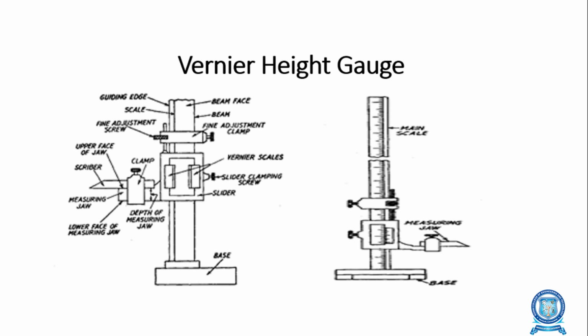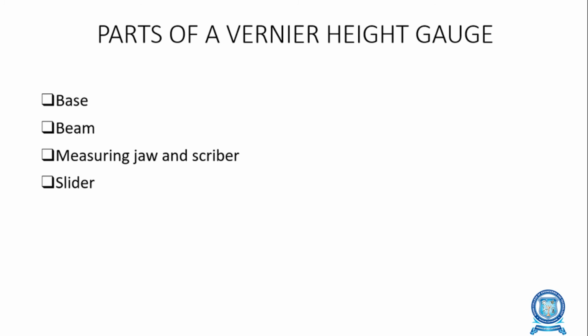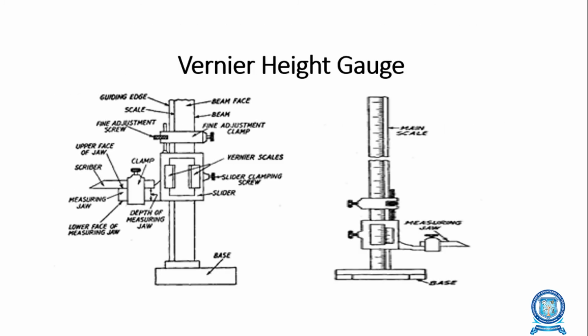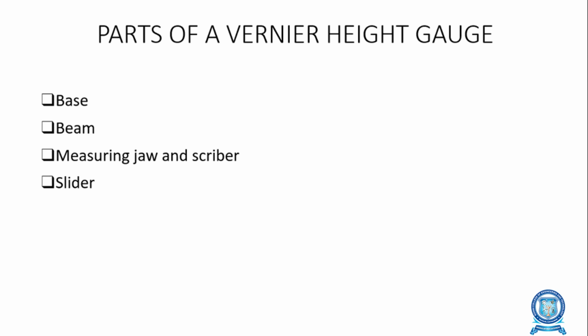So we move on to the next topic, the vernier height gauge. Here in the vernier height gauge, there are different main parts: the base, beam, measuring jaw and scriber, slider, clamping screws, etc. These are the different parts of a vernier height gauge. We should know the use of the base, the beam, the measuring jaw and scriber, and the slider.